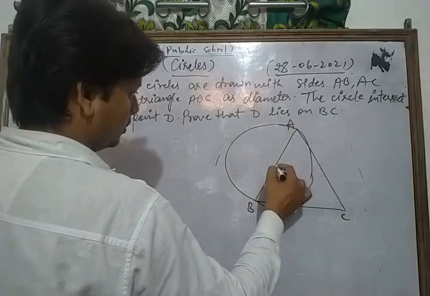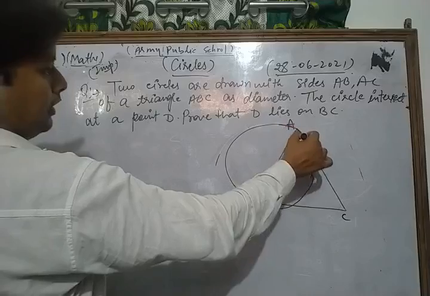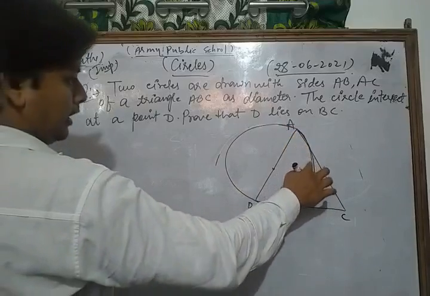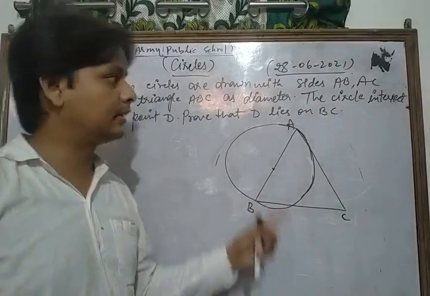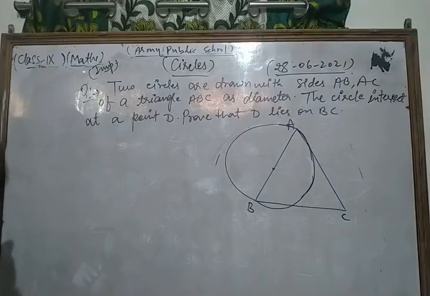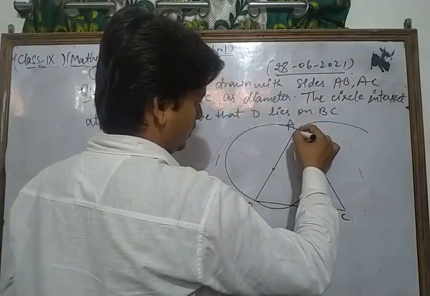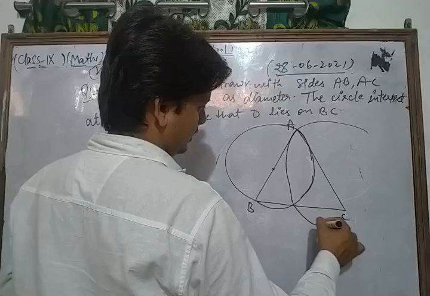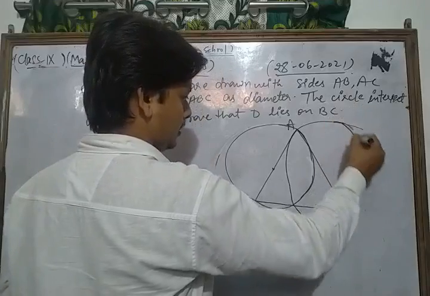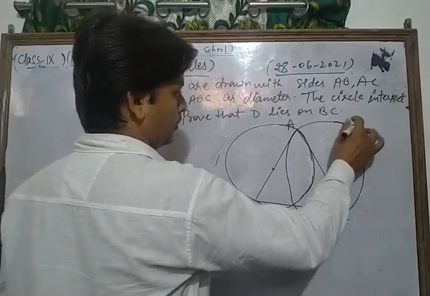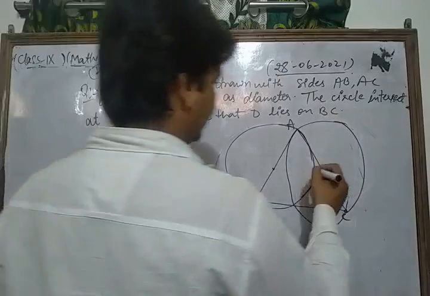So look, suppose this is the center. So here, in this way, we draw a circle with AB as a diameter. And now we draw another circle with AC as a diameter, and its center is that point.